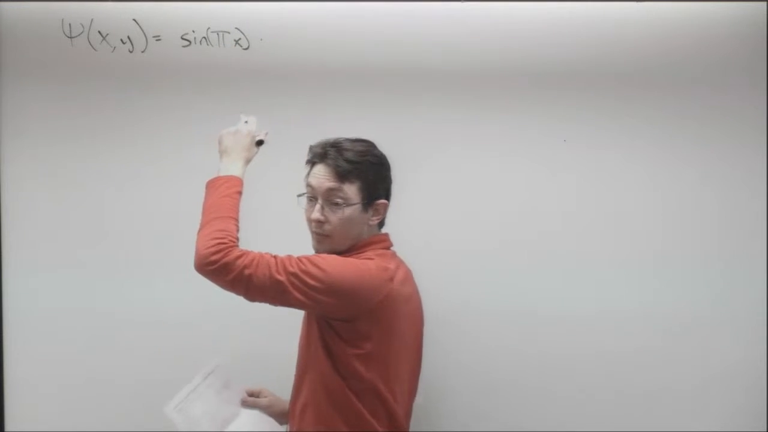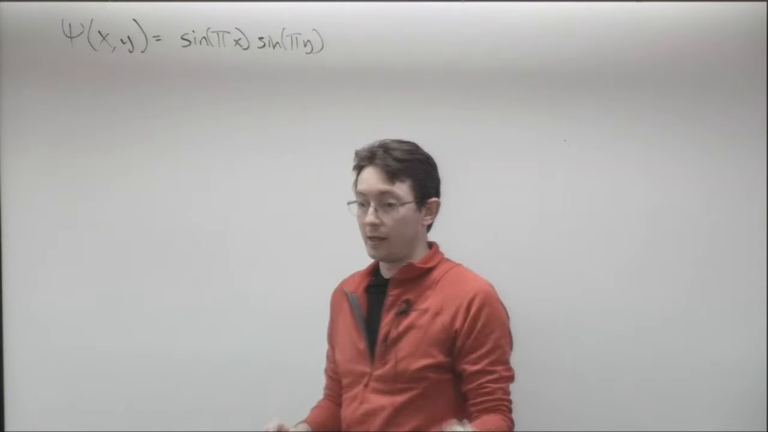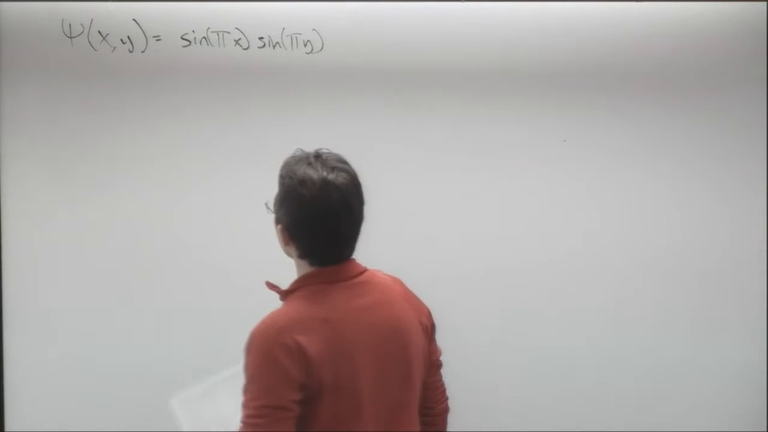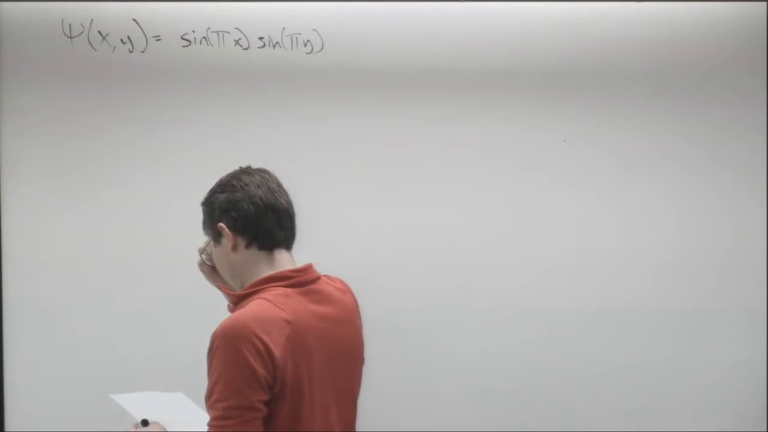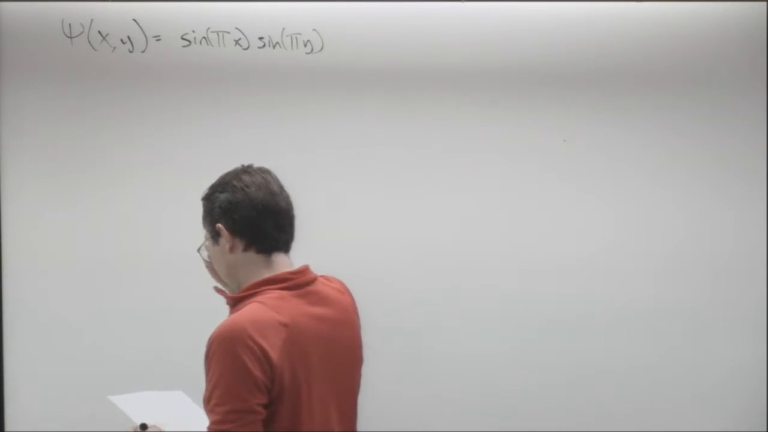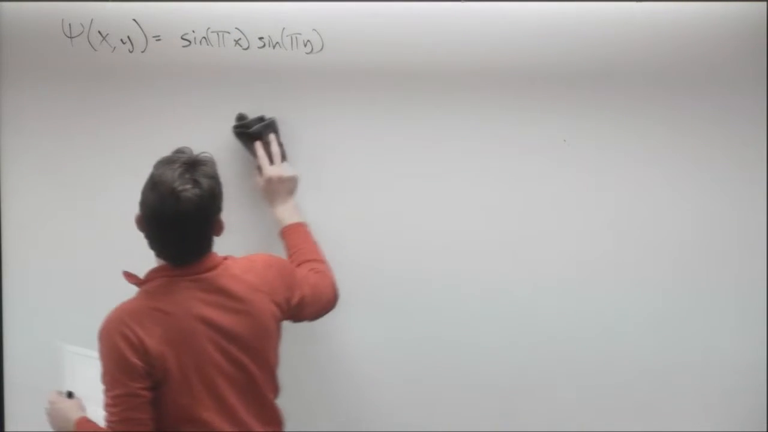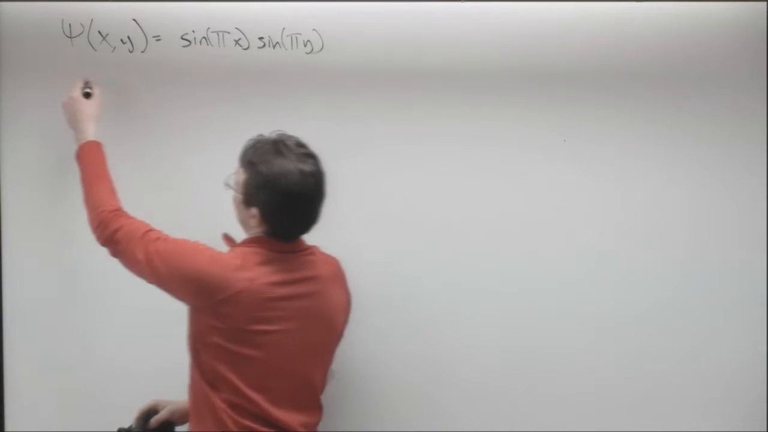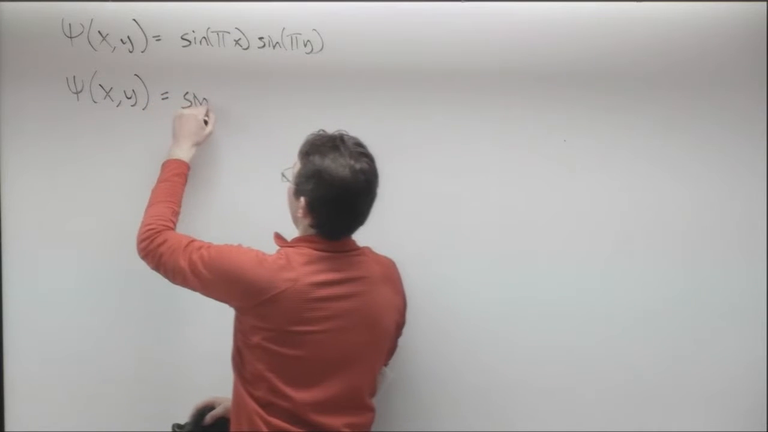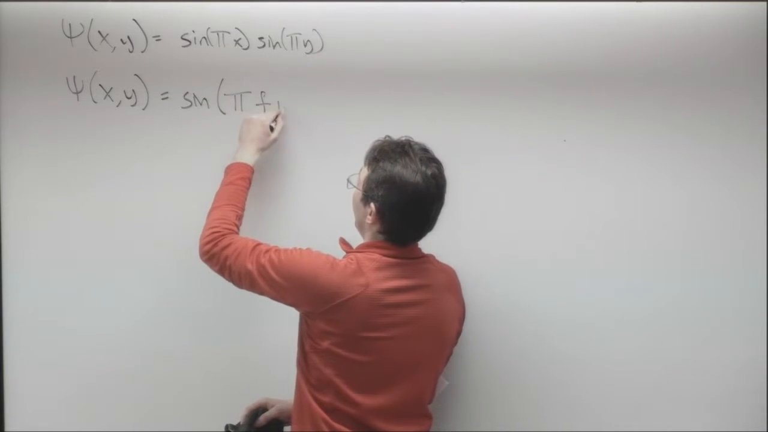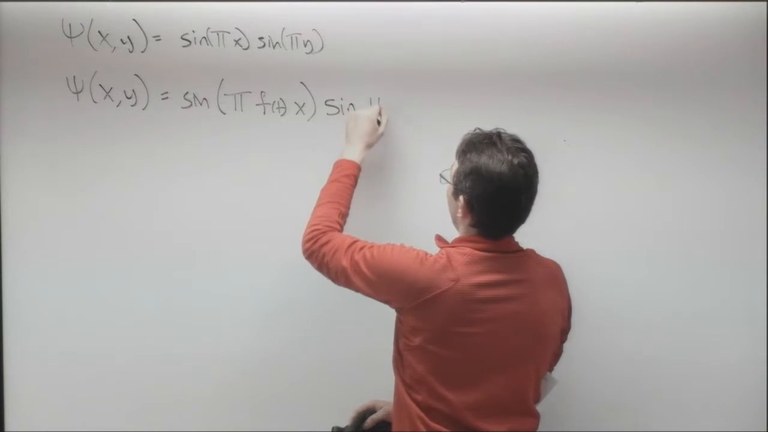Sine pi x, sine pi y, and then when I took the partials, I got sine, cos, cosine. So what I'm going to do now is add a time varying frequency. So my new psi is going to be sine of pi f of t x, sine pi y.